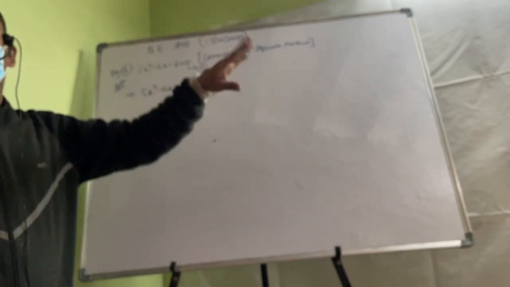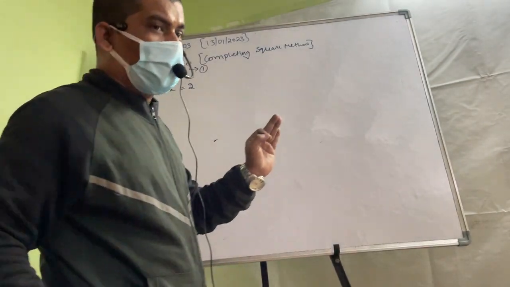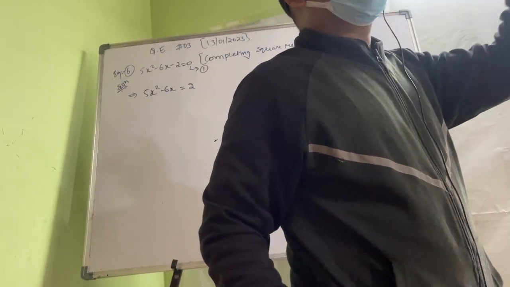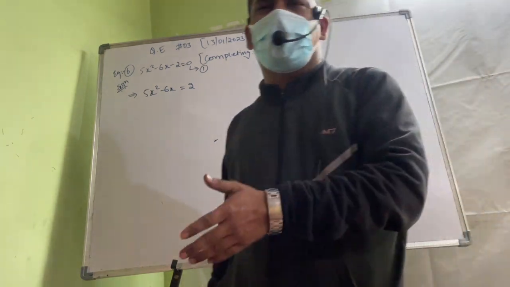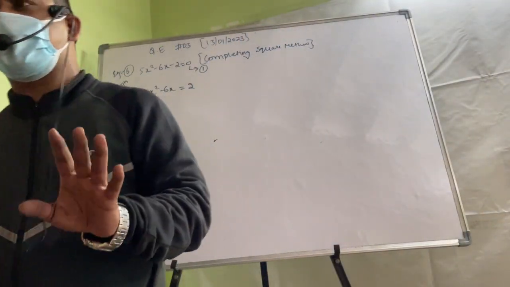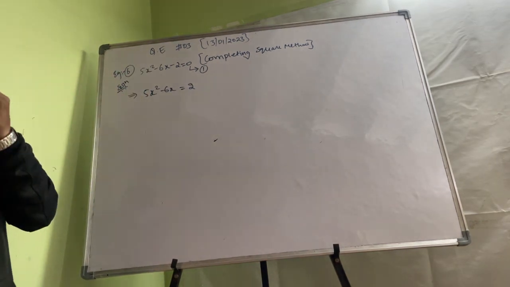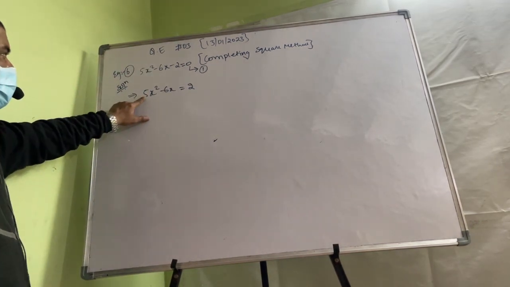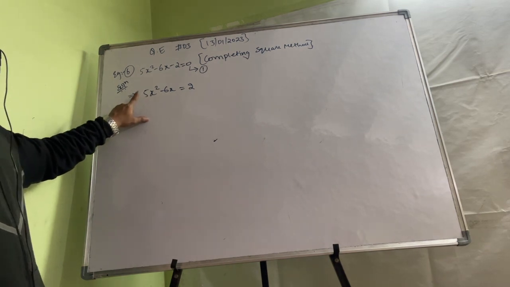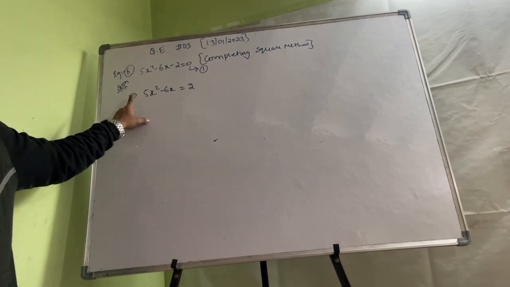-2 will become +2. So the first step, send the constant to the right side. You can do this in the next step also, it doesn't matter, but do it first. The constant is sent to the right side. After sending the constant, see what the A value is. It is 5 now. This is A only, na? AX square plus BX plus C.